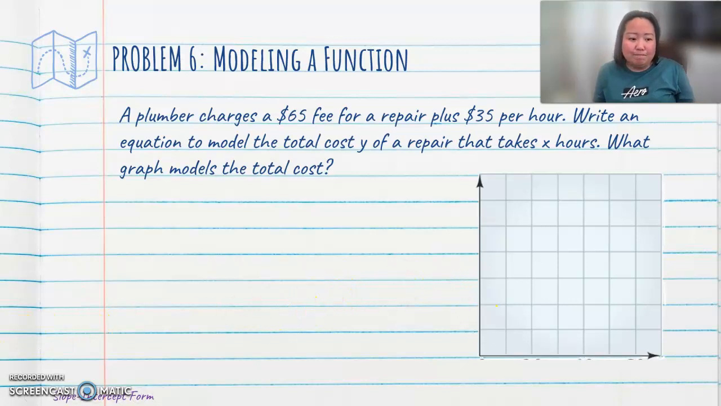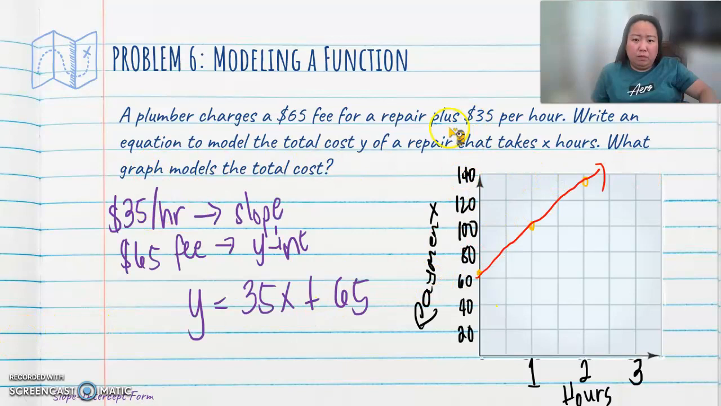Go ahead. So upon reading this problem, you are given 35 per hour. That will represent your slope, and the initial fee, which is 65, that's going to be your y-intercept. And so your equation will be 35x plus 65. And so graphing it, this is our number of hours of work, and this is the payment in total. For every hour that is being made, there will be an additional $35 on top of the initial fee, which is $65. So for every 1 hour, it's going to be 35 per hour addition, okay?